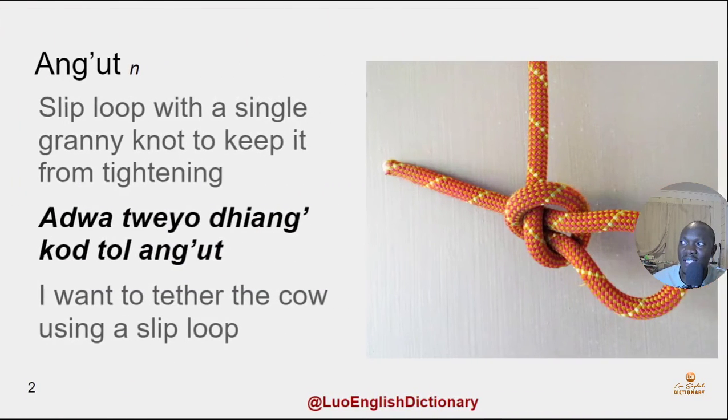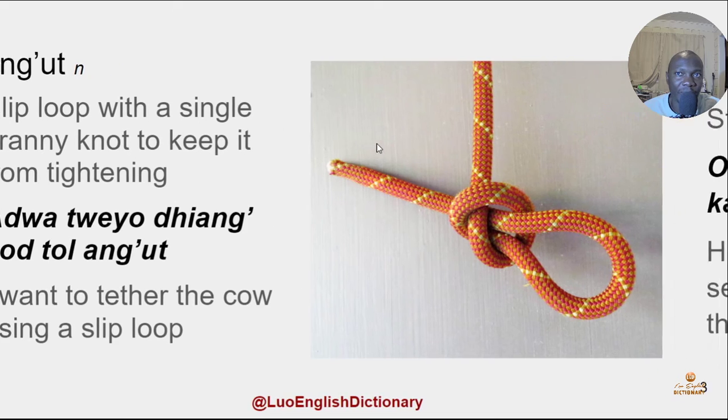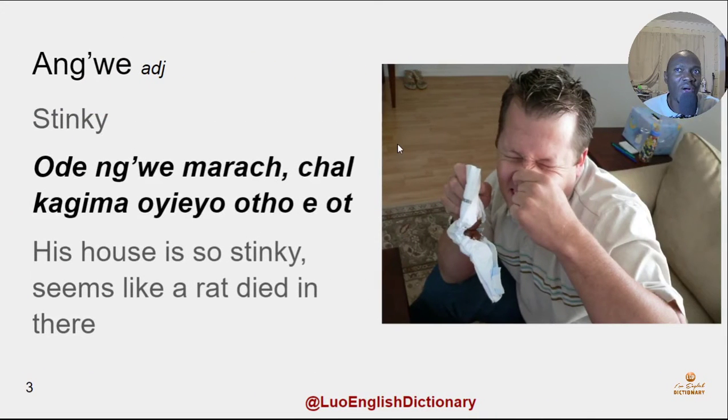The second word of the day is angut. Angut is a slip loop, as the one shown there, with a single granny knot to keep it from tightening. So you can talk about adwa tweyo dhiang' kod tol angut. So that is the slip loop.